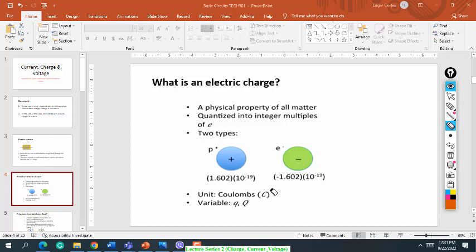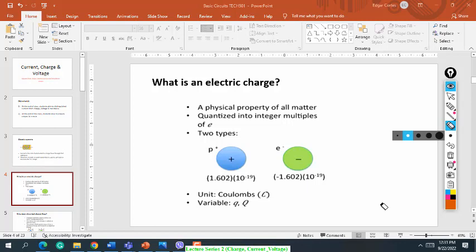Basically, the proton has a charge of 1.602 times 10 to the negative 19. That is the size of the charge of a proton. Imagine, negative 19. Similarly, the electron also has 1.602 times 10 to the negative 19, represented by negative. The unit of charge, class, we refer to as coulombs, in honor of Mr. Coulomb, who discovered charge. Coulombs is represented by the unit C, and charge has the variable Q, or big Q.